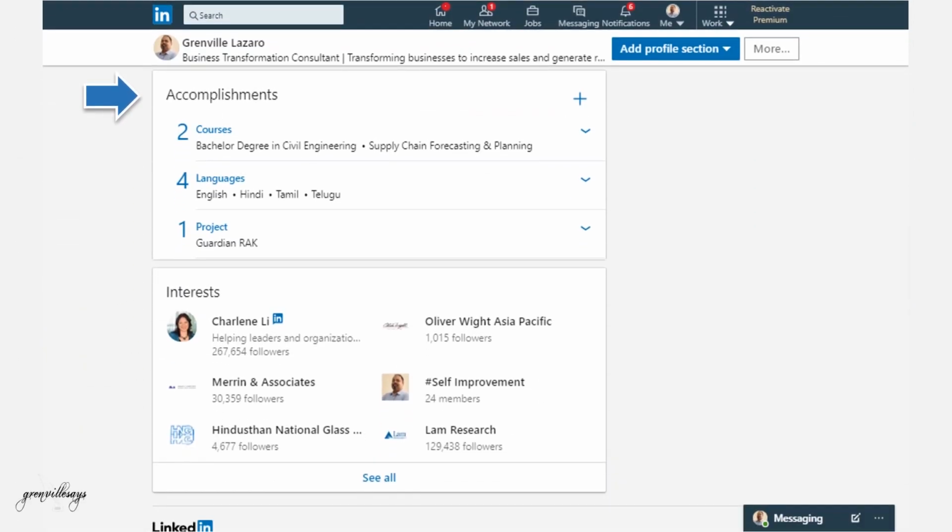This is a summary of your education, your linguistic skills, any projects that you have done, and a section that highlights your interests. These are some of the pages and some of the hashtags that I am subscribed to, which show up in my interest section.